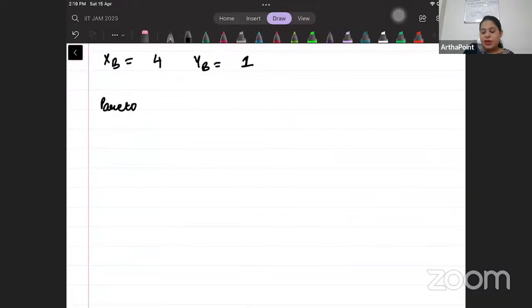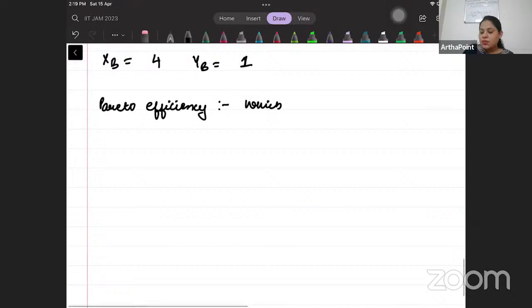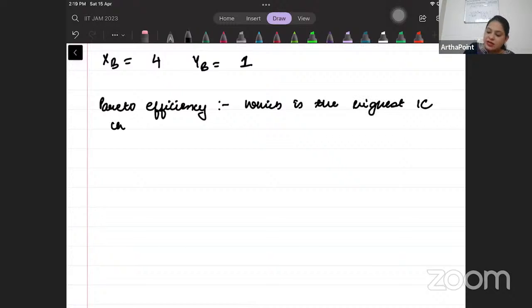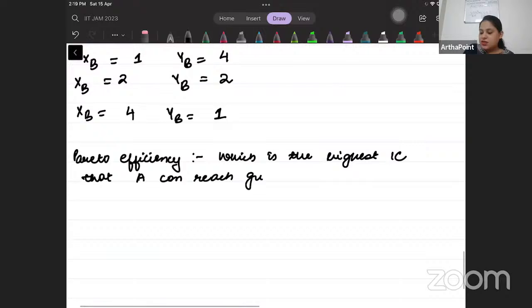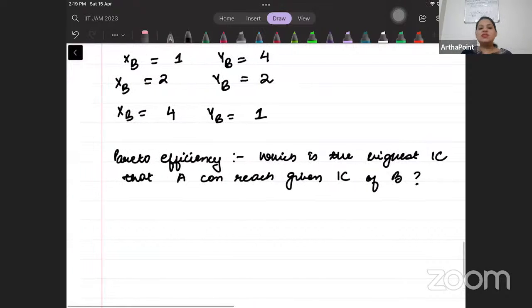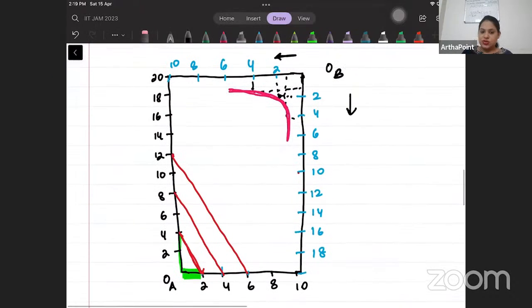So for finding Pareto efficiency, you go ahead and ask which is the highest bundle or highest IC that A can reach given the IC of B. That's one way of asking about Pareto efficiency, right?